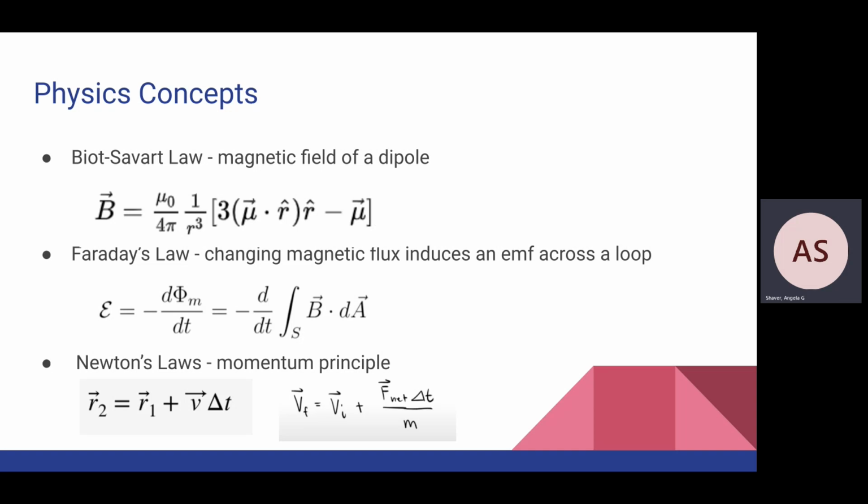Faraday's law explains how a change in magnetic flux induces an EMF across a loop, and when this loop is a conductor, that creates a current throughout the loop. This EMF is equal to the negative derivative of the magnetic flux, which is equal to the negative derivative of the integral of the magnetic field times the area. And using Newton's laws, specifically the momentum principle, we were able to deduce the formulas to update the position and the velocity of the bar magnet.